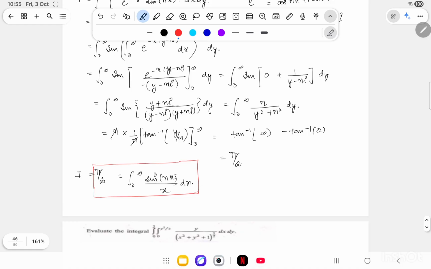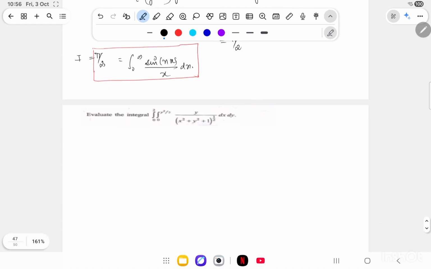The next question says to evaluate the given integral. They have given us an integral, and we are supposed to find its value. So let us assume that the given integral is I, with the limit of y varying from 0 to 2, and that of x varying from 0 to y square by 2, of y divided by x square plus y square plus 1 raised to 1 by 2, dx dy.